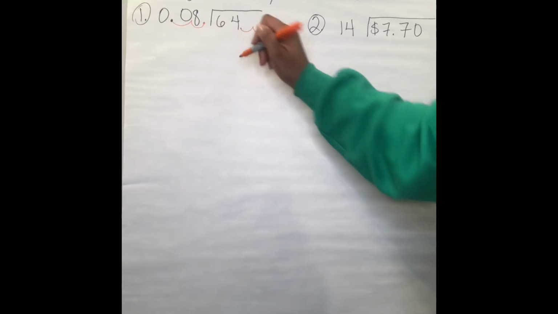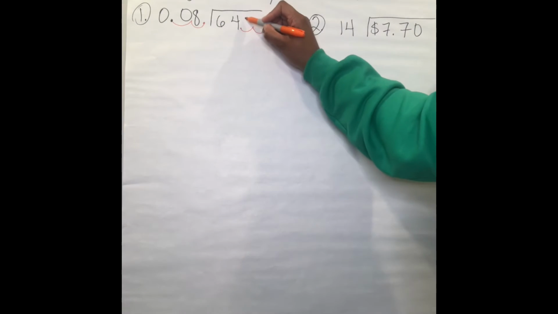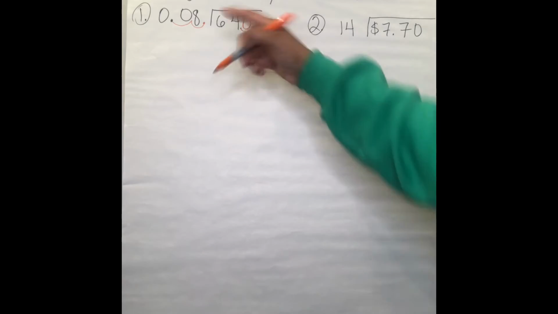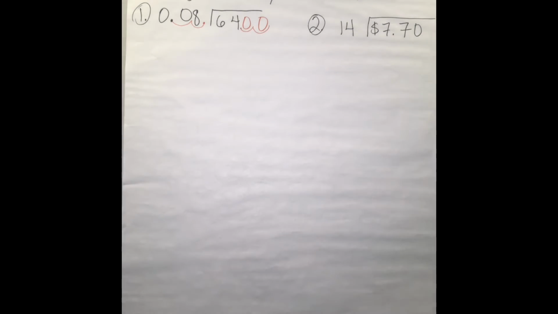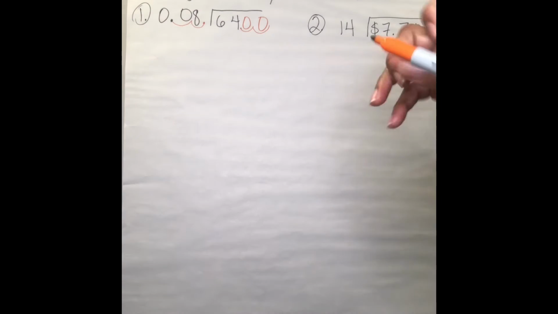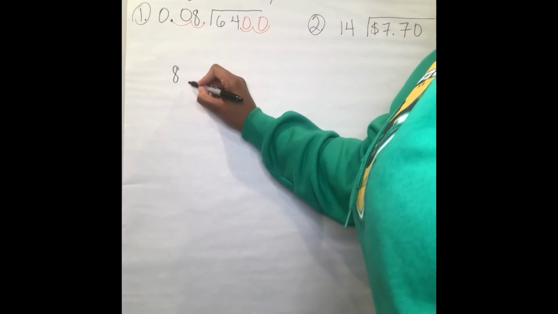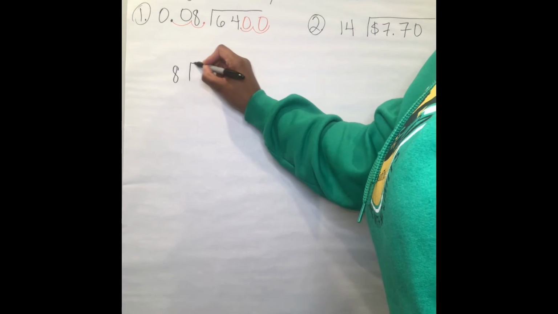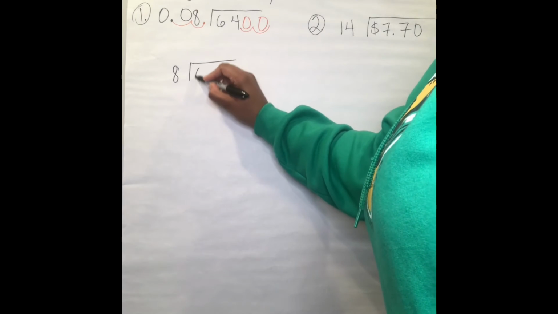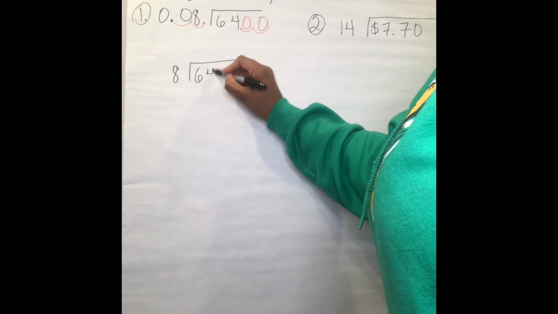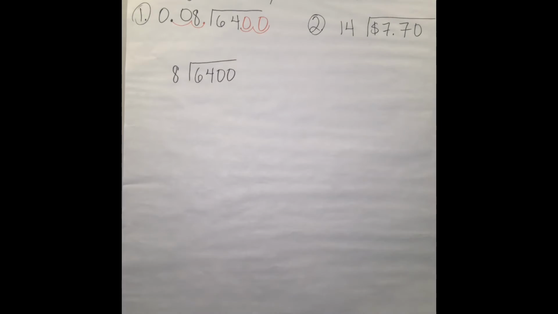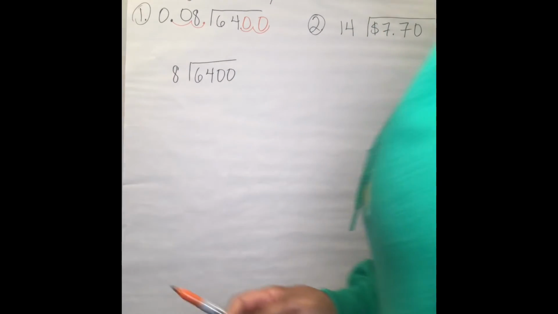So I made 2 little boats. Each empty boat gets a 0. Now the numbers are equal. So what I'm going to do now is rewrite the problem. So now we have 8 as our divisor, and our new dividend is 6,400. So now we have enough to do the problem.